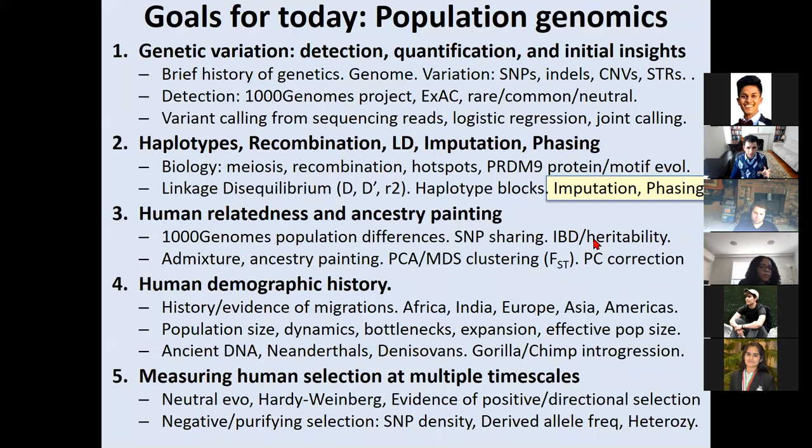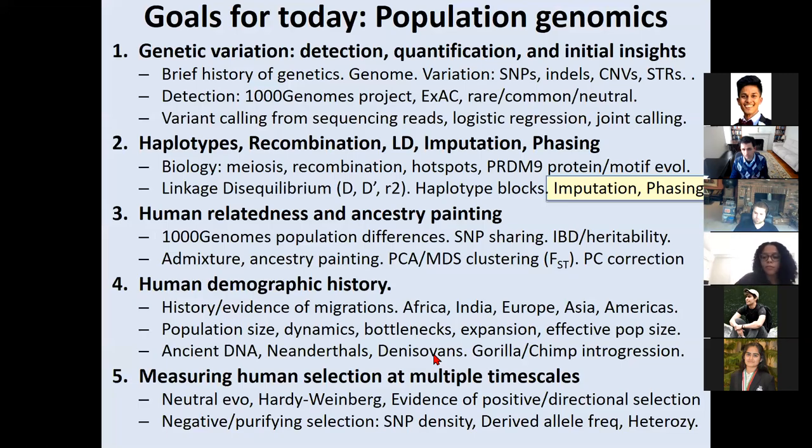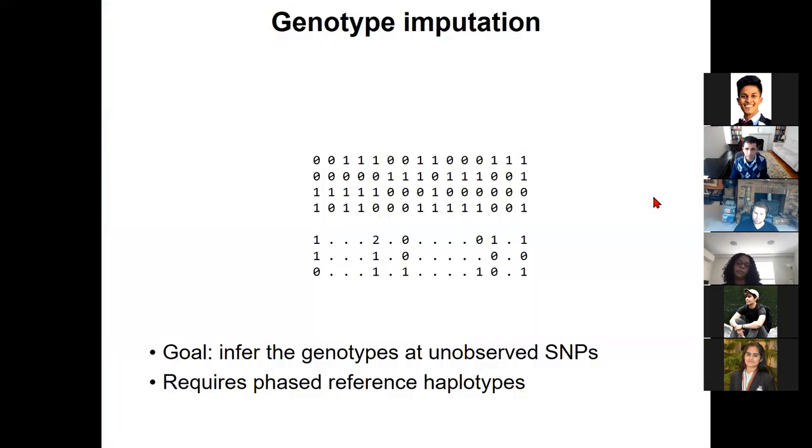All right, so we talked about haplotypes, recombination, linkage disequilibrium, and the underlying biology leading to these recombination hotspots, with a tragic love story of PRDM9 and its rapid protein and motif evolution. We talked about different ways of measuring linkage disequilibrium, D, D prime, and R squared, and we talked about haplotype blocks. Let's now look at how we can solve the problem I mentioned earlier: how do you choose those SNPs, and once you have those SNPs, how do you infer the remaining intermediate events in this haplotype? So let's talk about imputation and phasing.